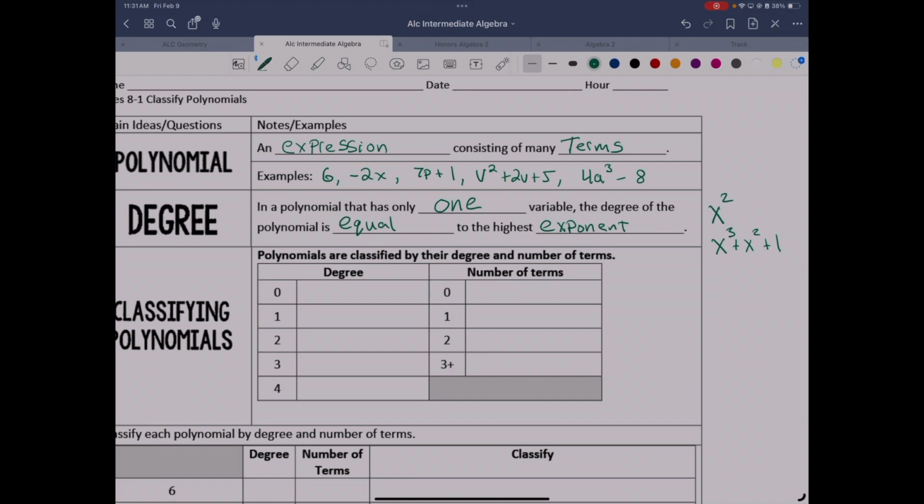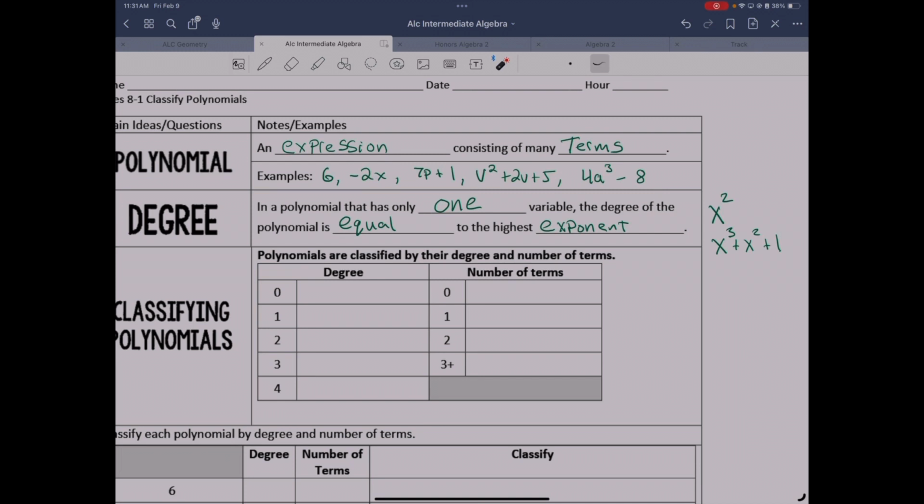We don't care about the other ones. It makes no difference if it only has one variable. So this one here is a second degree polynomial because the highest exponent is a 2. This last one right here is a third degree polynomial because the variable has an exponent of 3.